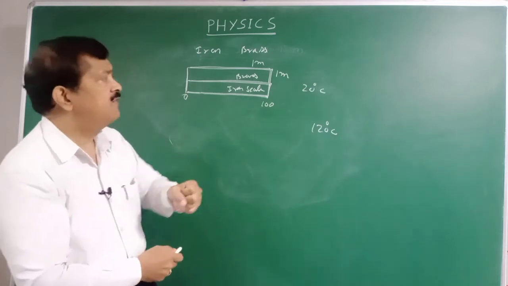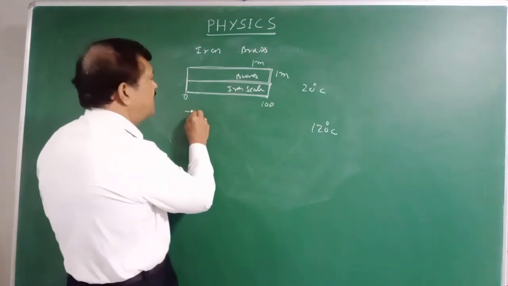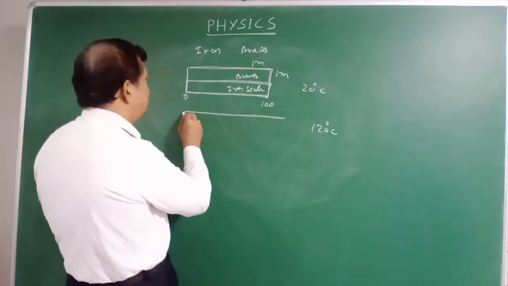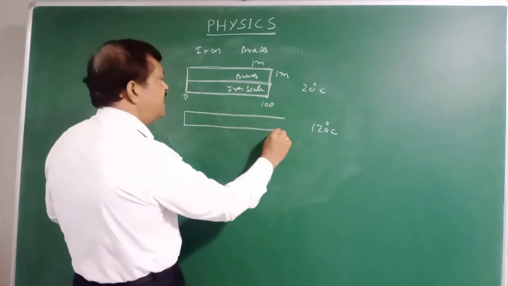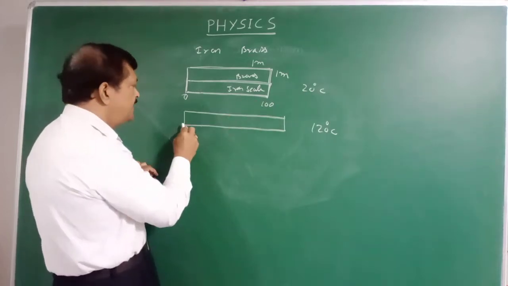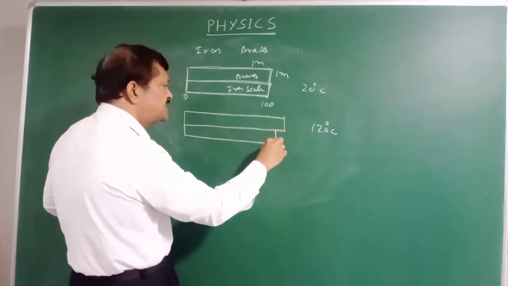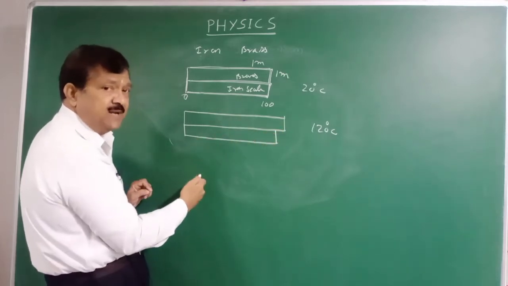Then let us see what the final situation will be. If you consider the brass, suppose it expands like this. This is the final length of the brass. But the iron scale will also expand, but it has a smaller expansion.